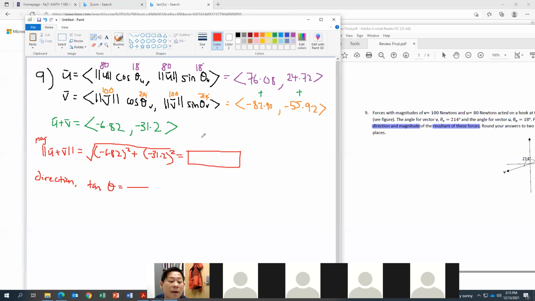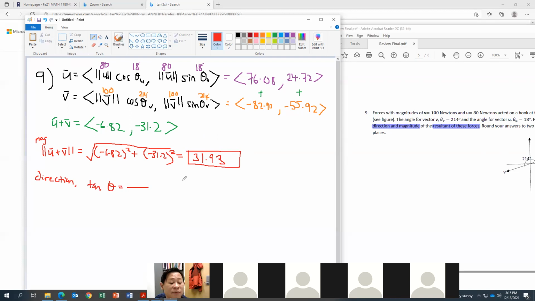So what do you get when you square all these things? 31.93. So your answer is 31.93 or 94. I'm not picky like your online homework. If you give me 93 or 94, I'm fine with it. Now, this is a magnitude. So the question also asks for direction.